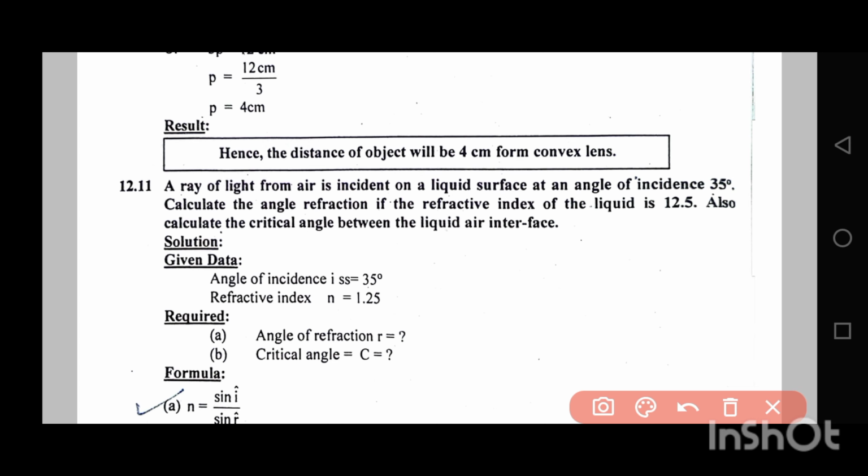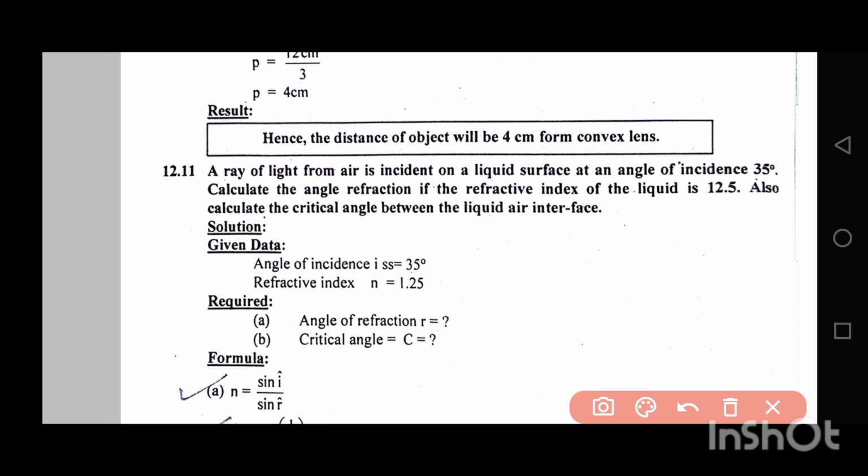Dear students, remember that ray of light from air is incident on a liquid surface. Light ray enters from rare to denser medium. So we use the formula of refractive index, that is n is equal to sin i over sin r. When light ray enters from rare to denser medium, then formula is n is equal to sin i over sin r. So we are given data: angle of incidence is equal to 35 degree and refractive index is equal to 1.25. We need to calculate angle of refraction and also critical angle.